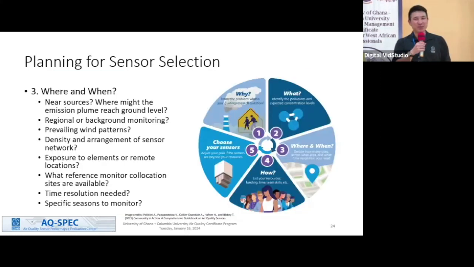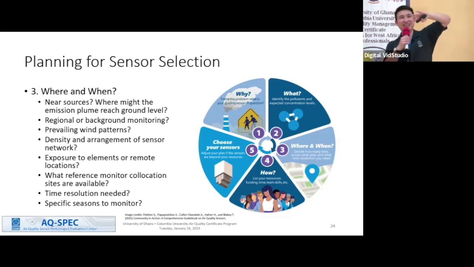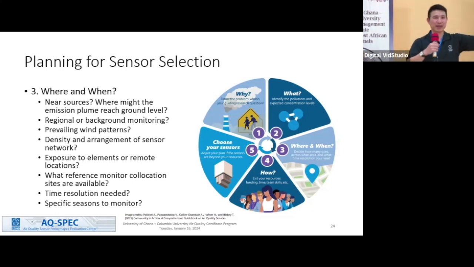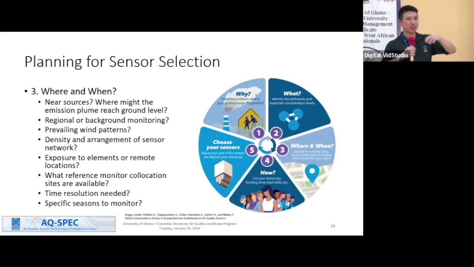All right, so the next part of the quality planning process is to think about where and when. So are you trying to monitor near a particular source? And if it's from a source that has a stack or something, and then the pollution comes out the stack and then it eventually is going to land somewhere and get near the ground level where people breathe, think about where the emission plume might reach ground level. Are you trying to do regional or background monitoring? Or actually, you probably should if you're trying to quantify emissions from a certain source.